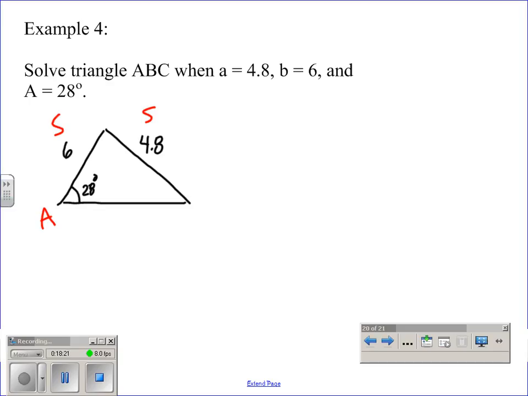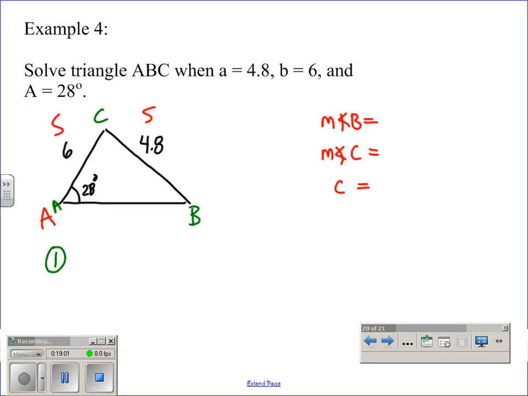To get started, in this case we're solving the triangle, which means we need to find the measures of anything that we don't have. In this case, that is going to be the measure of angle B. We don't have the measure of angle B. We need to find the measure of angle C. So let's just start by finding the measure of angle B. We were given A, so there's A, and that makes this C. The first thing we're going to do is find the measure of angle B.